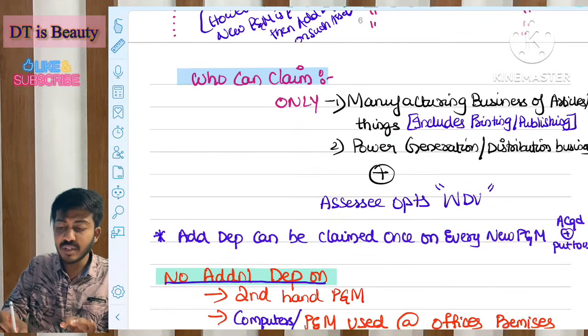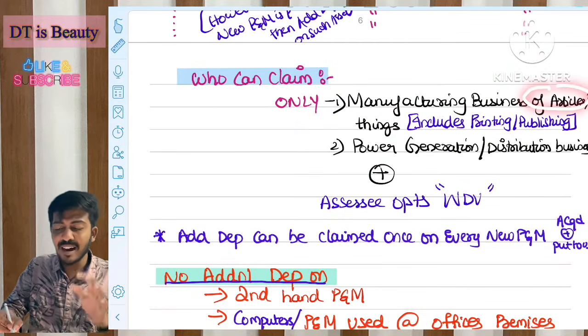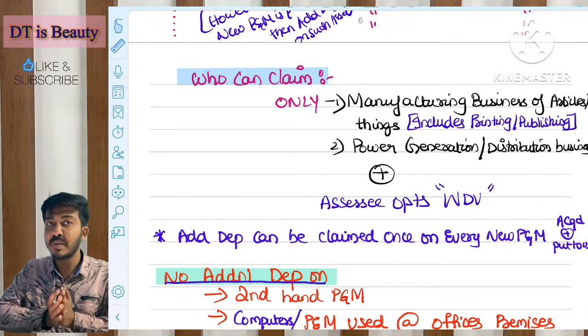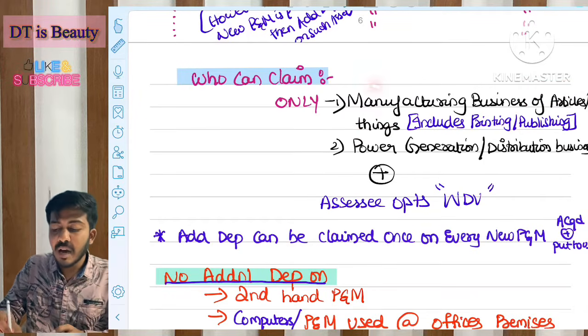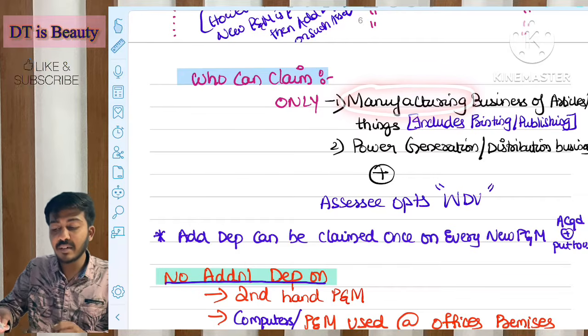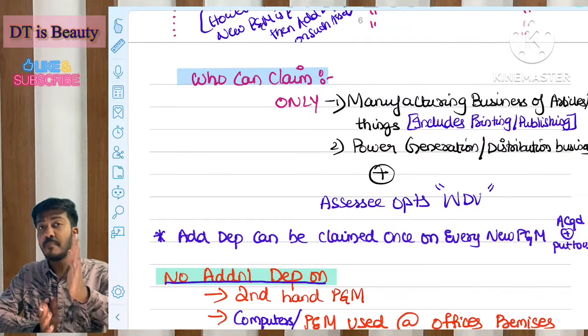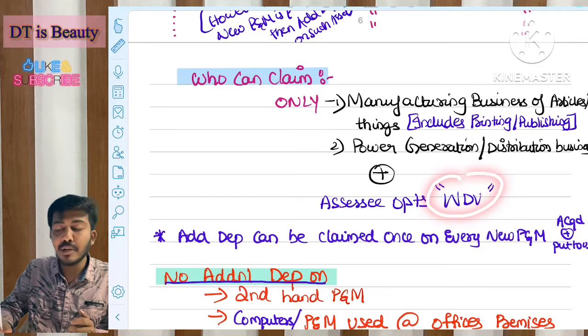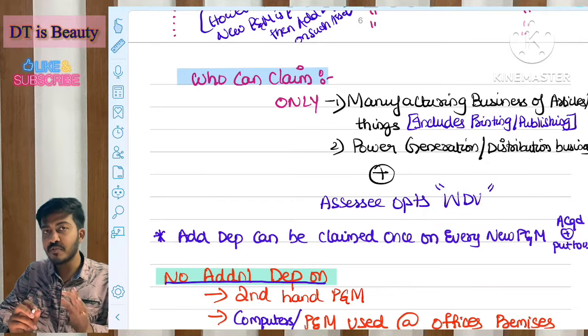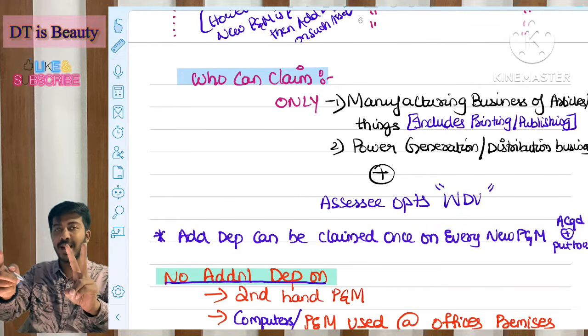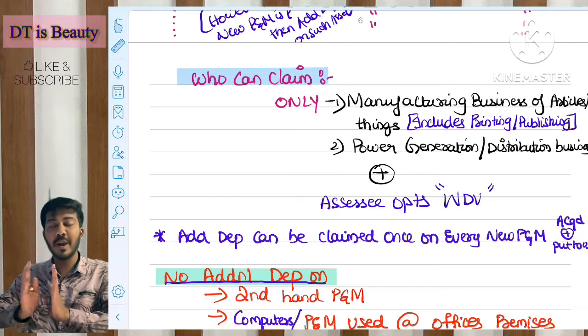So the assessee engaged in the manufacturing business of any article or thing, which includes printing and publishing of newspapers, everything is also termed as manufacturing. They also can take additional depreciation. And the second category is power generation and distribution business, but they will have to opt for WDV. Only if these people opt for WDV, they can take additional depreciation, 20% on original cost of plant and machinery, one time for each plant and machinery.